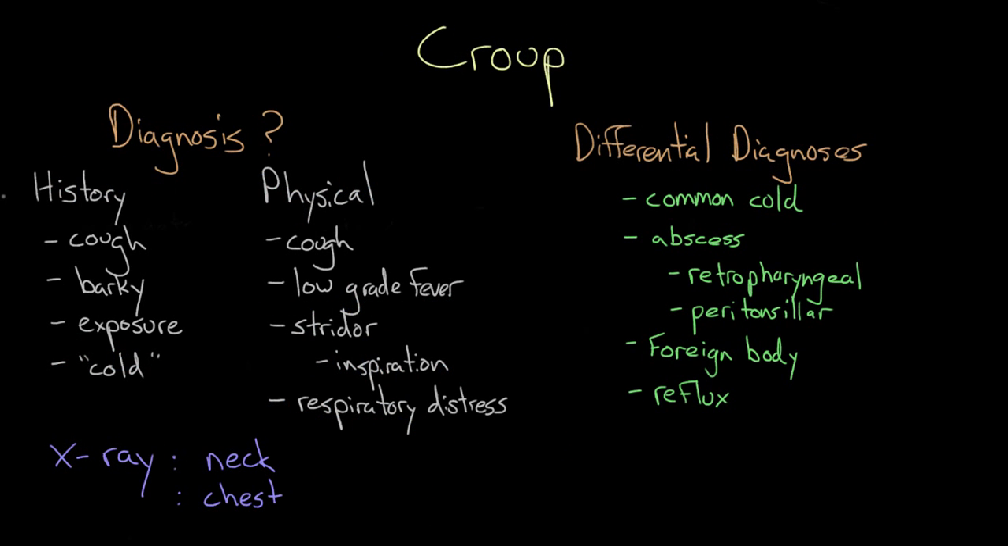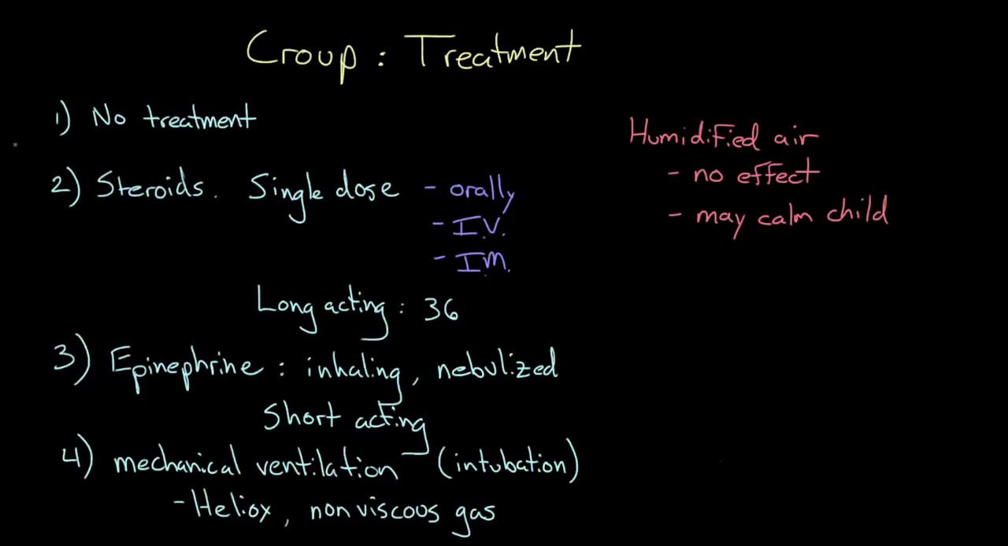So there you have it. Croup is mostly a diagnosis made clinically with the right history and the right physical exam findings. Sometimes other things need to be excluded, and when the diagnosis is in question, an X-ray could be performed. Once the diagnosis is made, there are several treatments, including just observation, or no treatment, a dose of steroids, and for severe cases, epinephrine or mechanical ventilation.